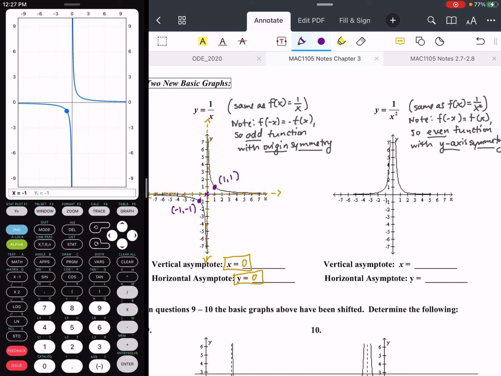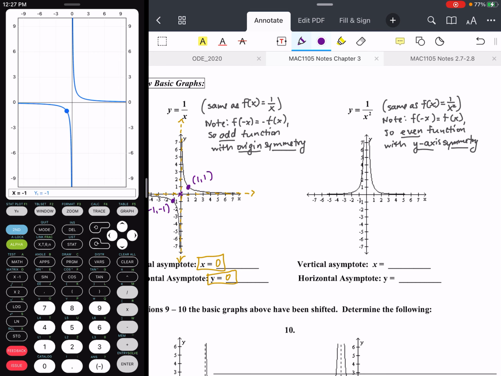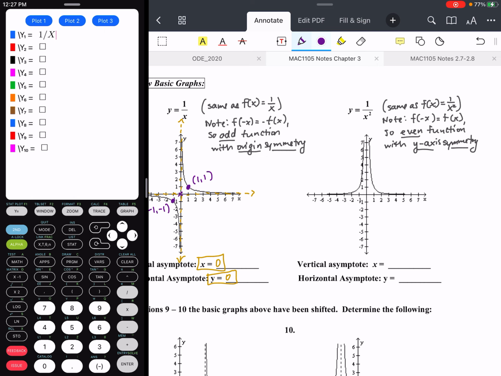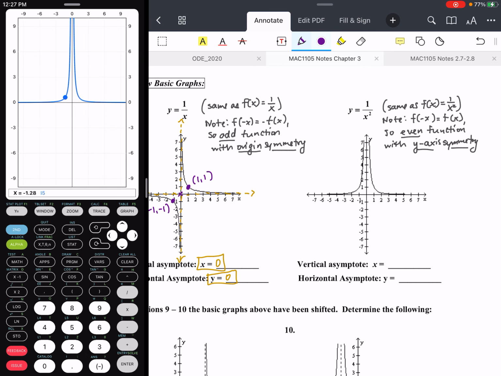Okay, let's take a quick peek at y equals 1 over x squared. Same as f of x equals 1 over x squared in function notation. And if you evaluate f of negative x, you'll find that it equals f of x. This is an even function with y-axis symmetry. And you can pull this up in your graphing calculator, 1 over x squared, if you don't have a picture already drawn. So your vertical asymptote for this function, again, would be x equals 0.